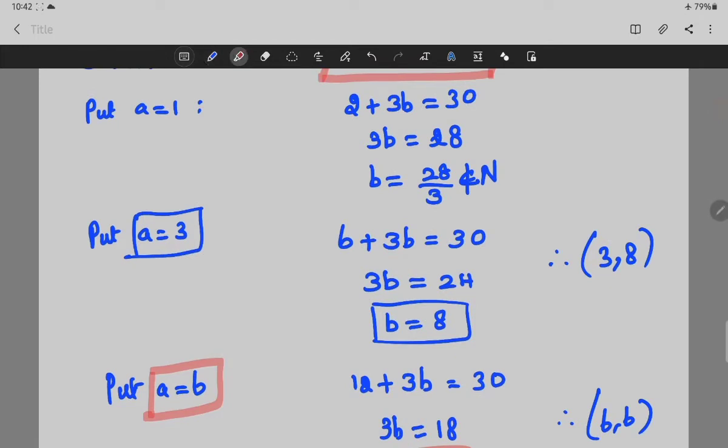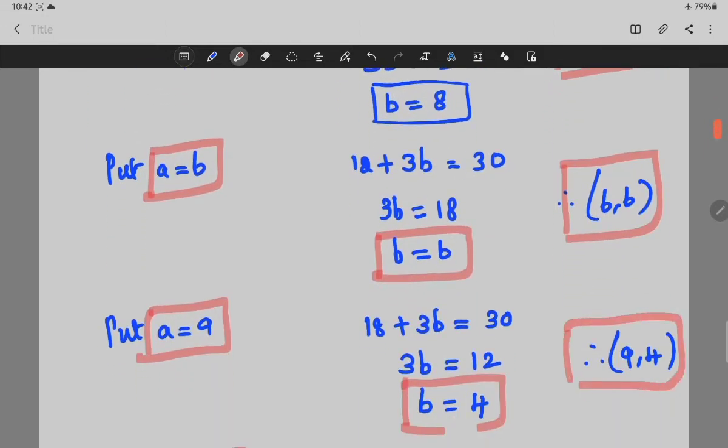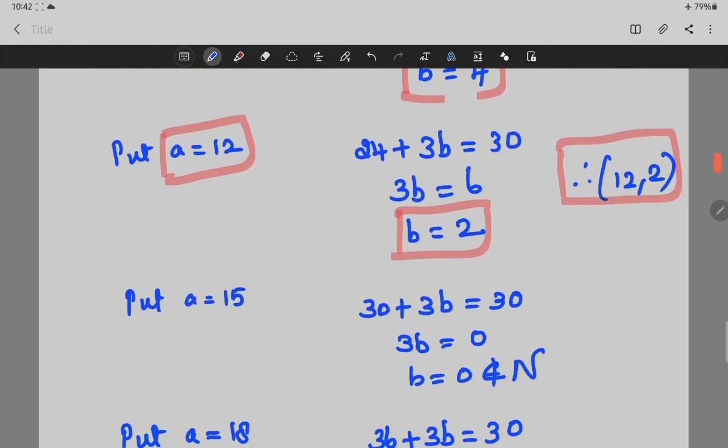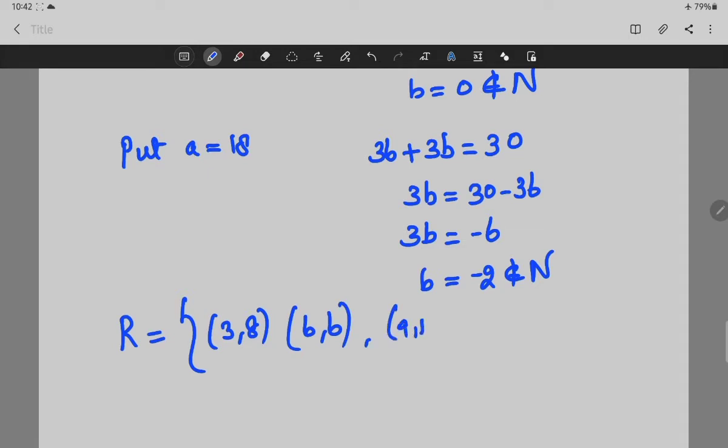The first one is 3, 8. The second one is 6, 6. The third one is 9, 4. And the fourth one is 12, 2. So these 4 ordered pairs are in the relation R, satisfying the condition 2A plus 3B is equal to 30. So the first one is 3, 8. The next one is 6, 6. The third one is 9, 4. And the fourth one is 12, 2.